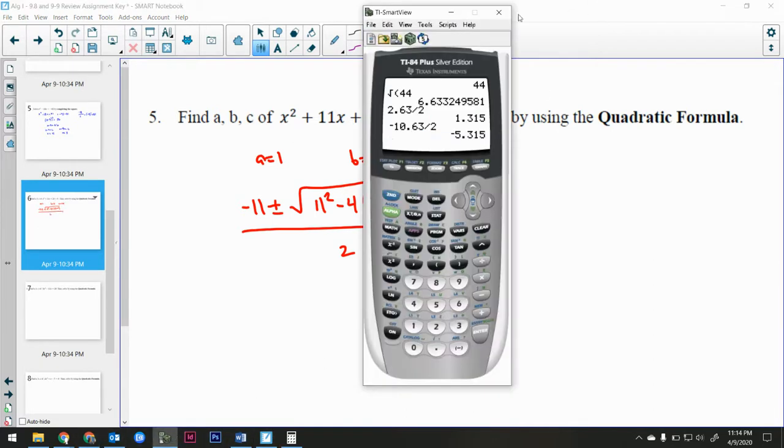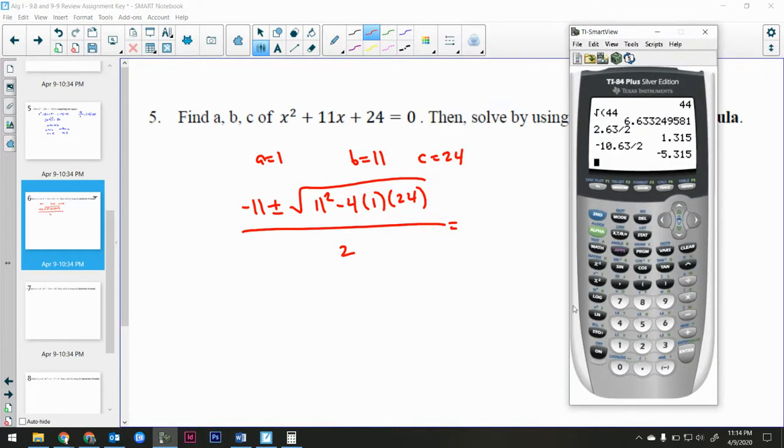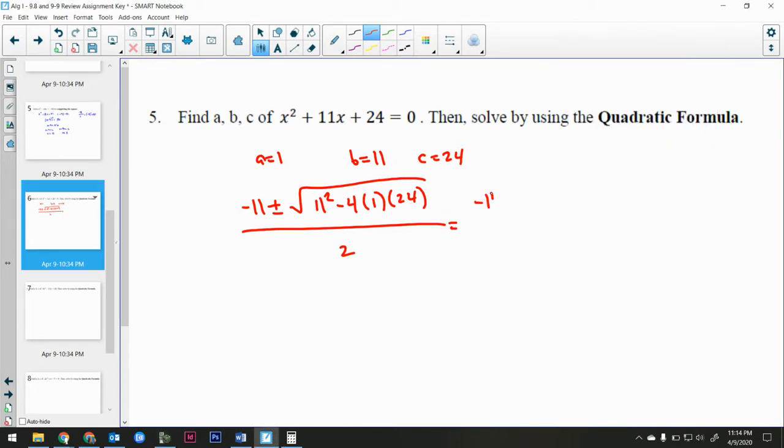So I go to my calculator, put this over here. 11 squared minus 4 times 1 times 24. Oh, look at that, that's 25. So negative 11 plus or minus the square root of 25, over 2, which is negative 11 plus or minus 5 all over 2.